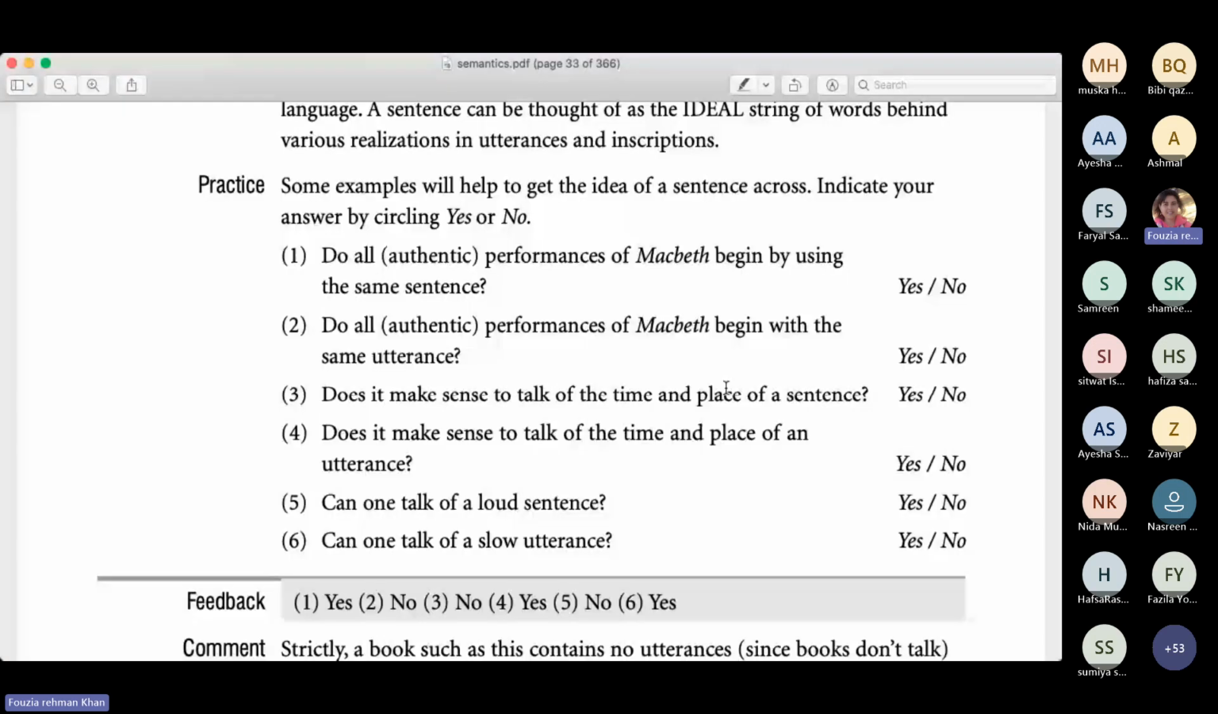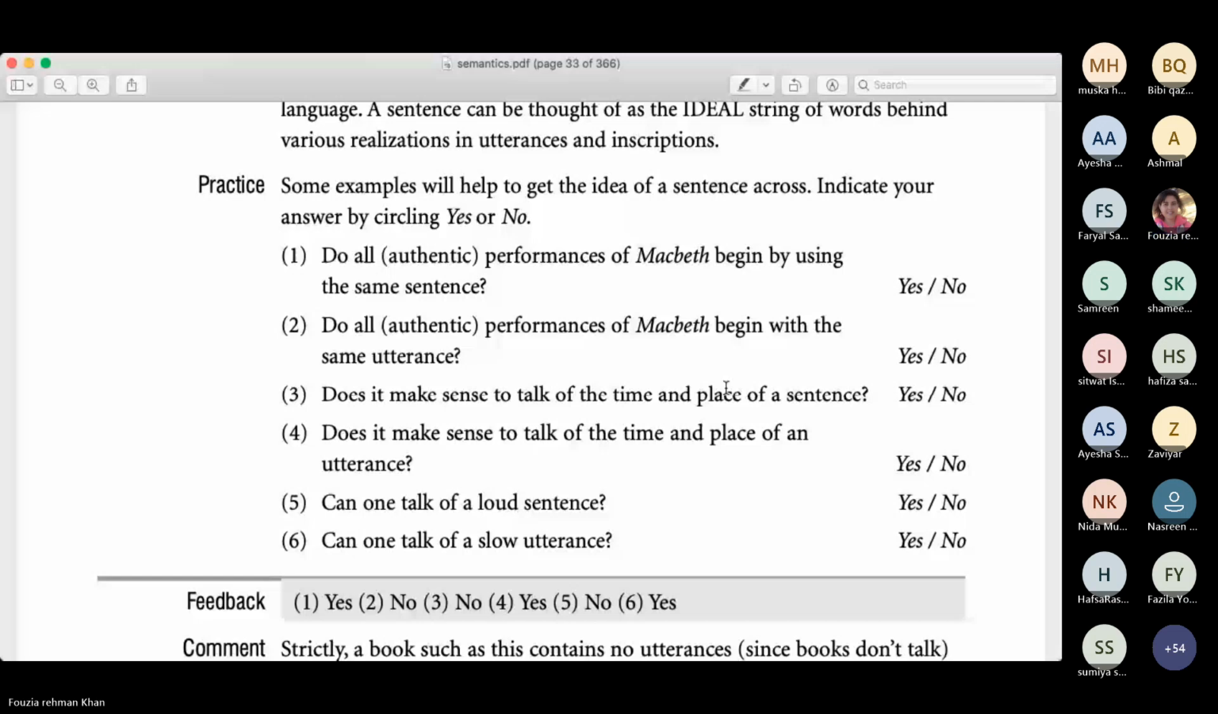Okay, do all authentic performances of Macbeth begin by using the same sentence? I'm not really sure how many of you have read Macbeth. That's a play by Shakespeare. And the starting lines are: do all authentic performances of Macbeth begin by using the same sentence? Because the popular sentence with which Macbeth starts is, fair is foul and foul is fair, hover through the fog and filthy air, right?